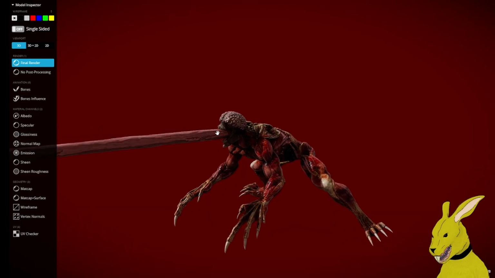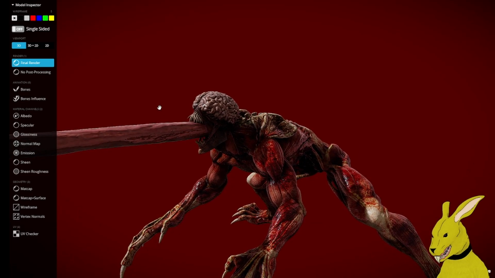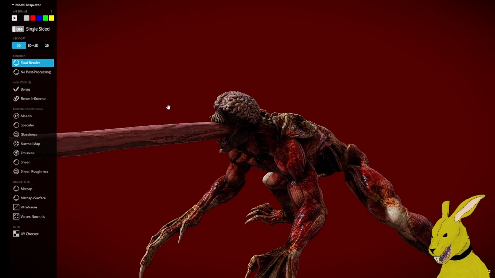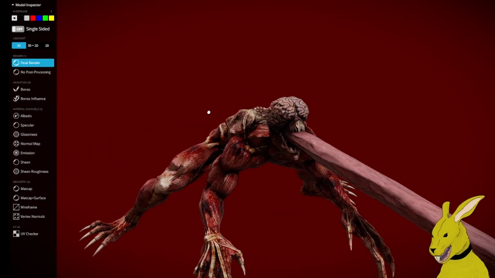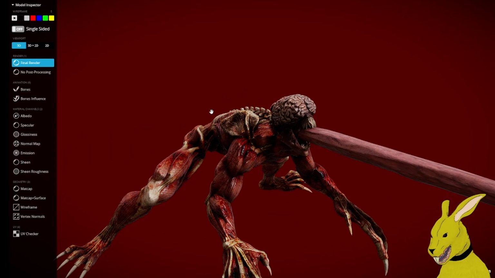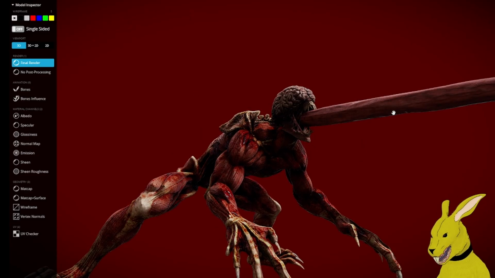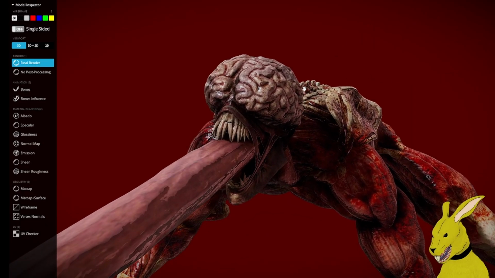I kind of wish I could take it into ZBrush, but I don't really want to mess with ZBrush right now because I have everything set for Scrap Trap. I don't want to have to deal with resetting everything. If it was in ZBrush, I could probably hide the tongue. Well, I'll just make do.